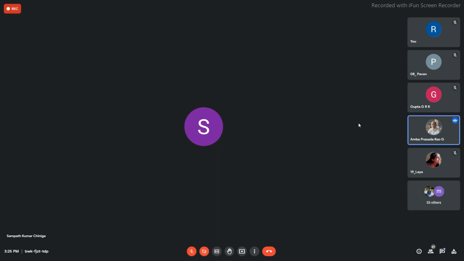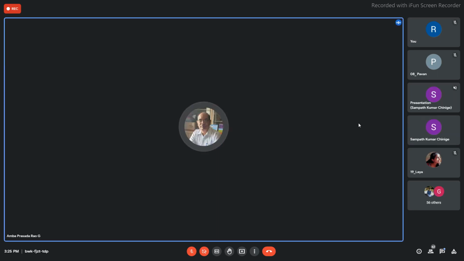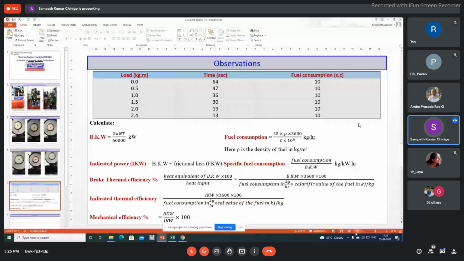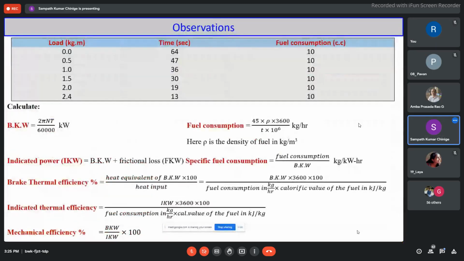Any clarifications? So please note down the observations for the constant speed test. This week you have to submit this record along with the necessary curves. And the motoring test results I will give you by Monday. And then you can prepare the record and submit it by the coming Friday.